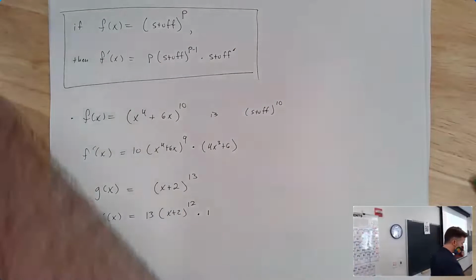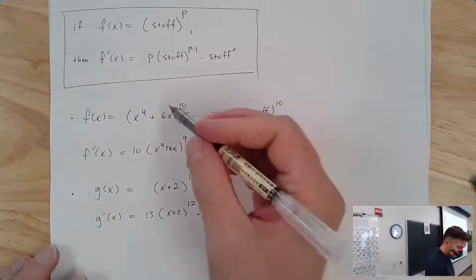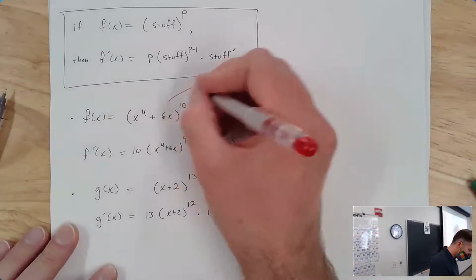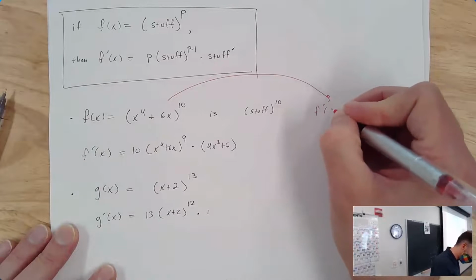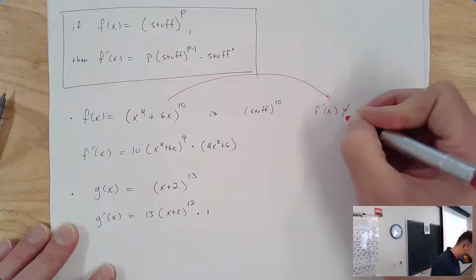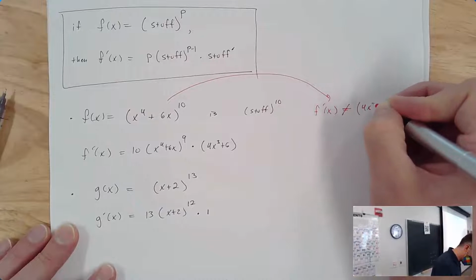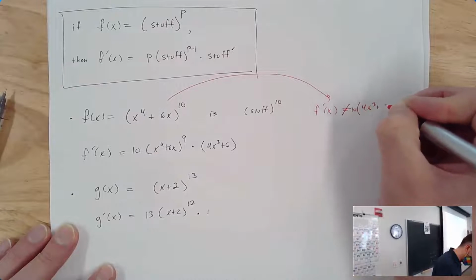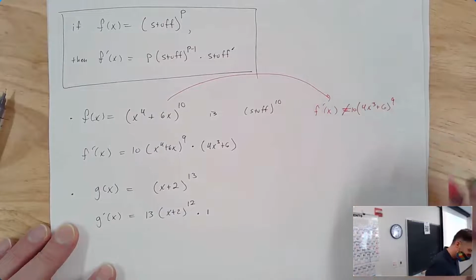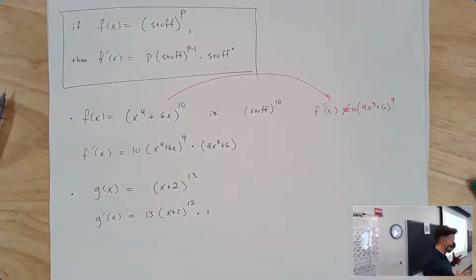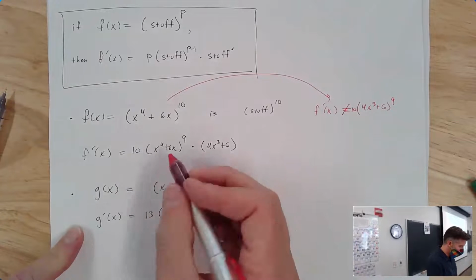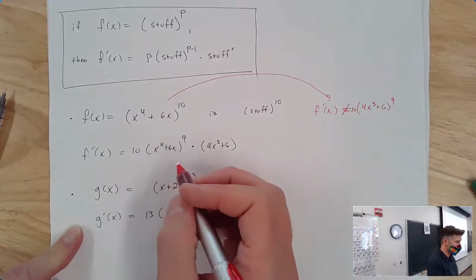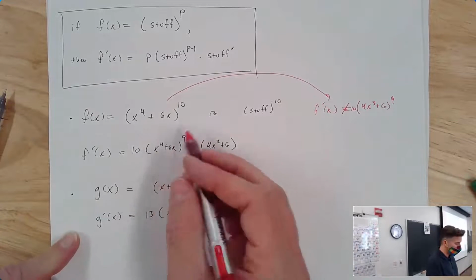Also, I want to point out that for this function here, the derivative is not 10 times 4x cubed plus 6 to the 9th. A lot of times people try to kind of take the derivative of this stuff at the same time as taking the outer derivative. That's not the deal, right? The deal is you take the derivative of the outside part, you leave the insides alone. They stay the same, they don't change, and then you multiply by the derivative of the inside.